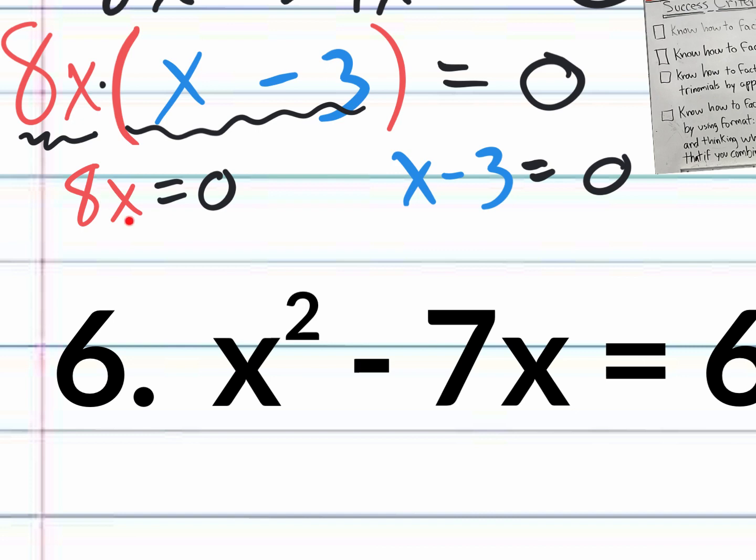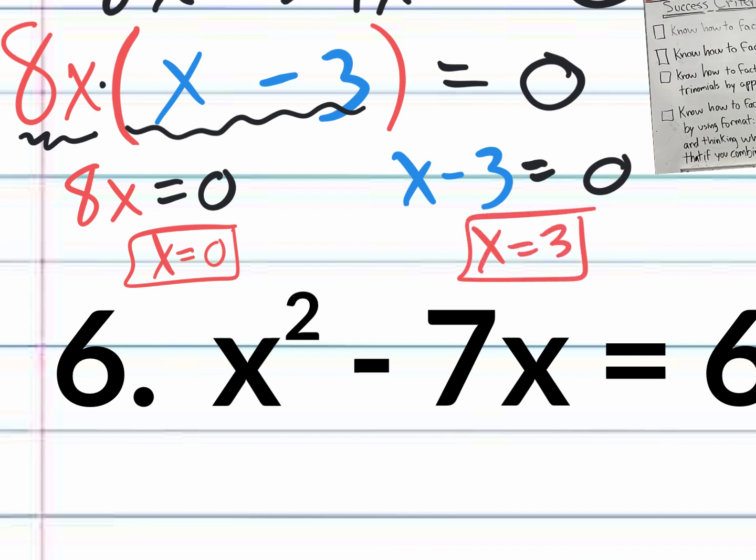What is my answer to this one when I divide by 8 and divide by 8? What's my answer? X equals 0 divided by 8. What's that? 0. And the other one, if I go plus 3, what do I get? X equals 3. And those are your two answers. And again, type them with a comma with no spaces between your terms. X equals 0, comma, X equals 3.